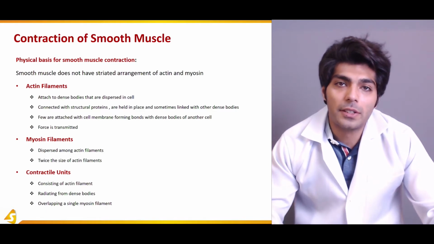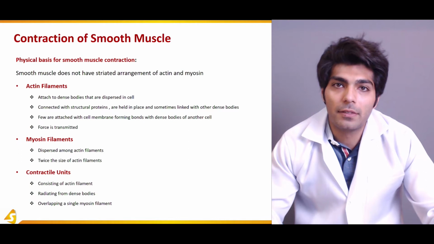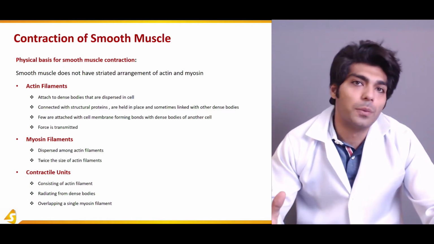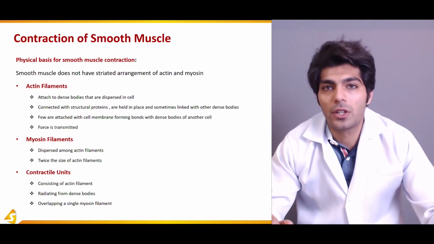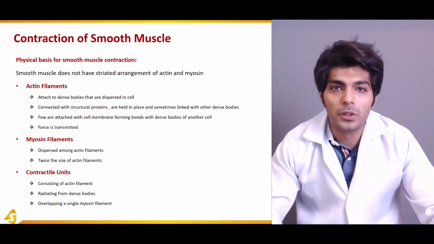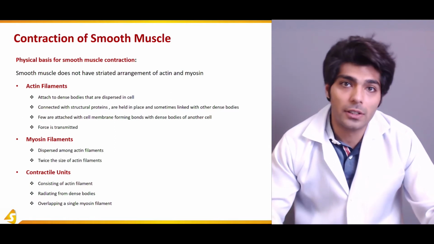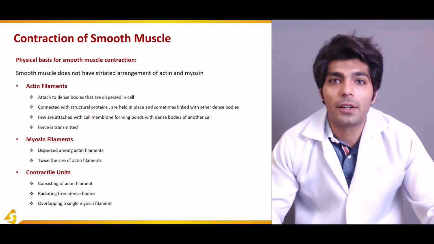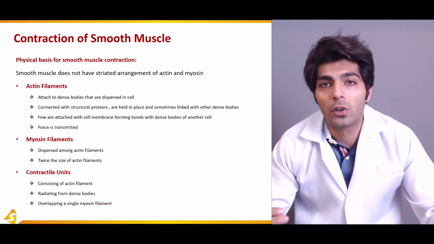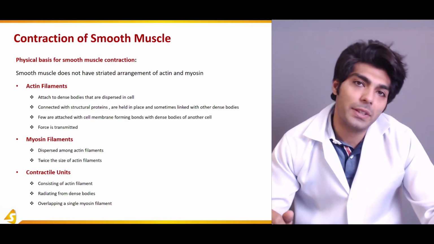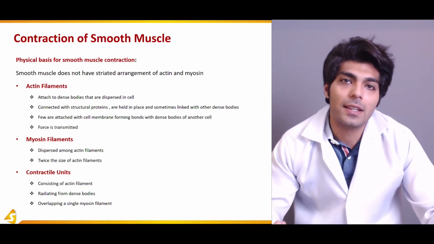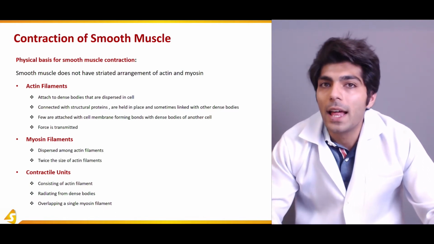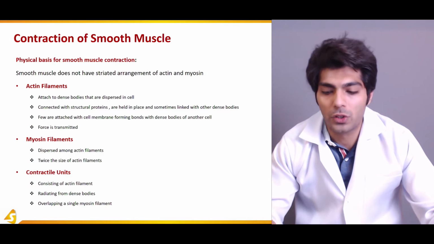The contractile units are composed of actin filaments which radiate from the dense bodies, overlapping a single myosin filament. So whenever the action potential is generated, it is generated through the gap junctions in the smooth muscle, and once it enters the smooth muscle fiber, the action potential is transmitted, hence causing the cross bridging or the overlapping of the actin and the myosin filaments, and hence the contraction and the relaxation occur, and these elements help in transmitting the force.